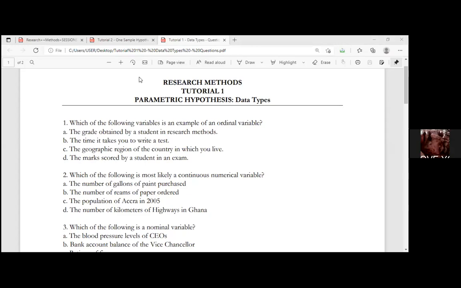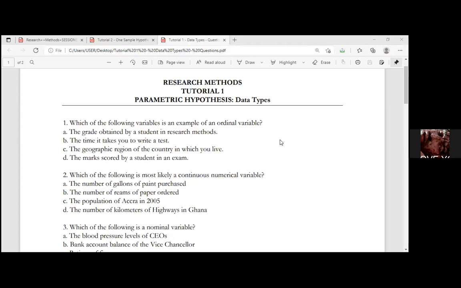So let someone else try. Al Hassan, Lisa. Numerical. Time is a number. Benjamin, yes, time is a number. The time it takes to write a test, and I say this is categorical. So, Lisa, what is the level of measurement? Ratio. Ratio. Thank you.